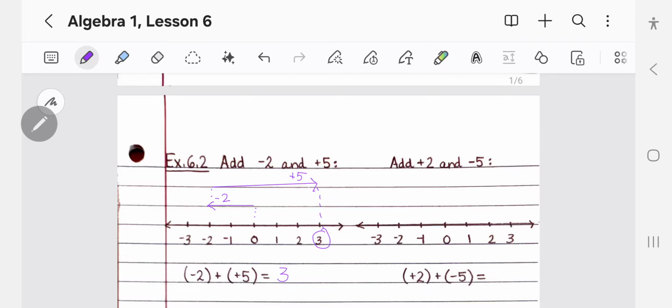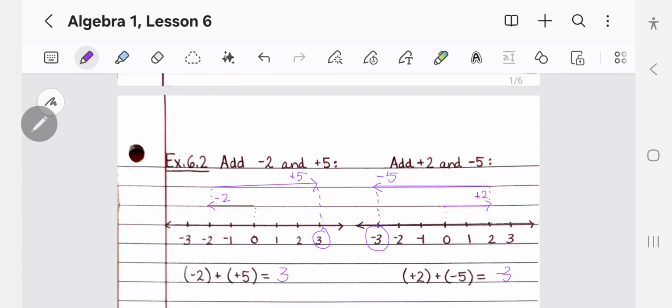Let's do positive 2 and negative 5. Start at the origin, go to the right 2, and then pick up from there and go back 5. 1, 2, 3, 4, 5. We end up at negative 3.